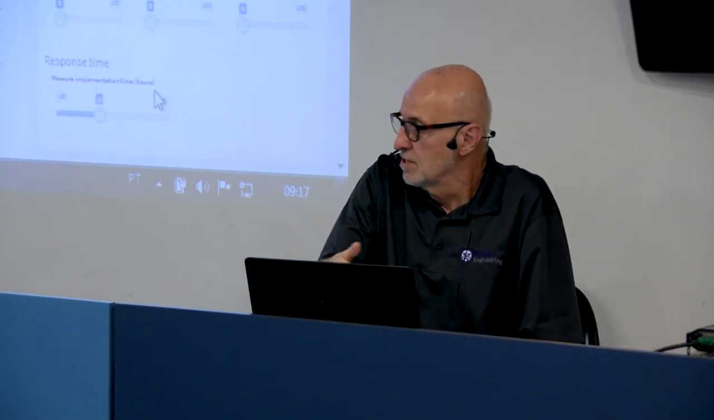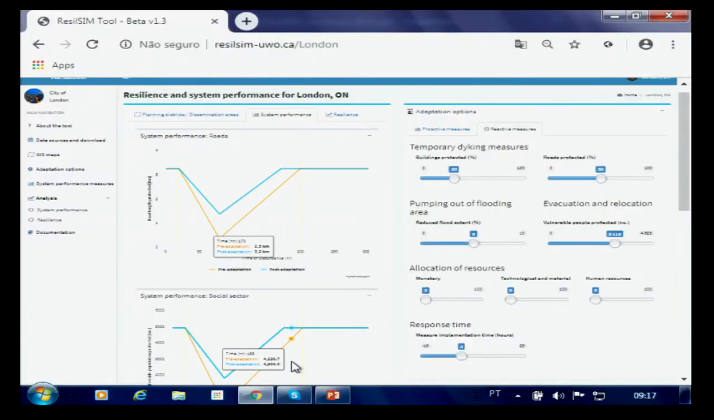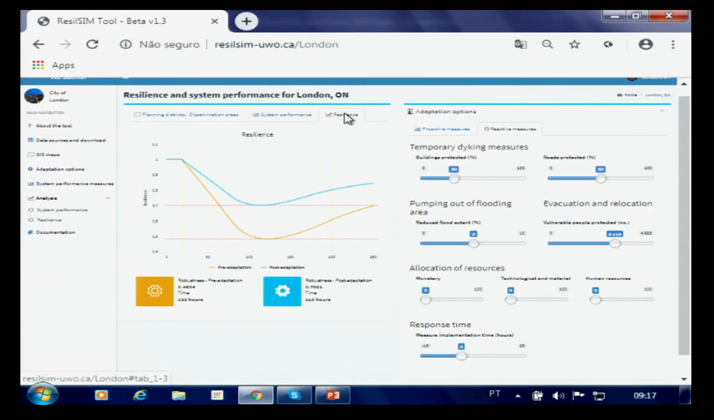So now you can repeat that for various locations. Where do you need to do that? You can add these impacts together and so on. These graphs are just used immediately to calculate the resilience. So in the third way, you can present the resilience. And it's the same way.